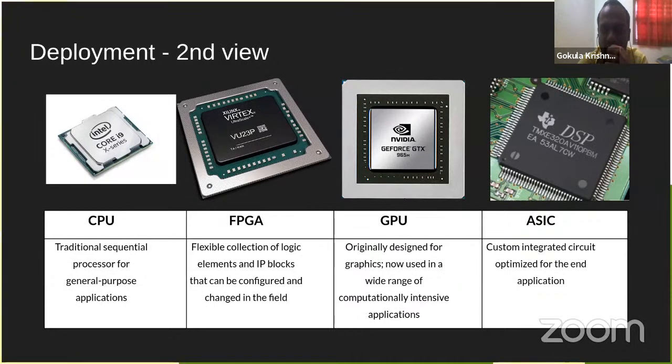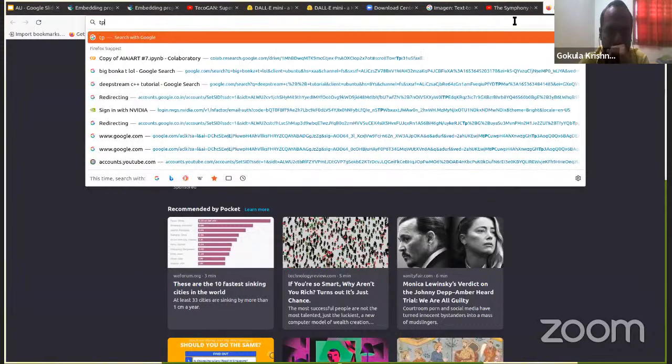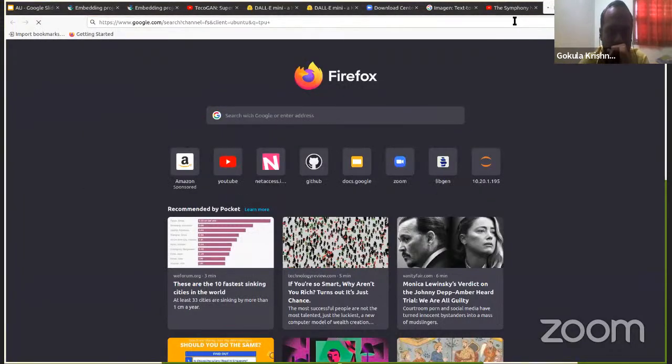Raghu, can you go to the browser and just type it? Tensor Processing Unit. Yeah.